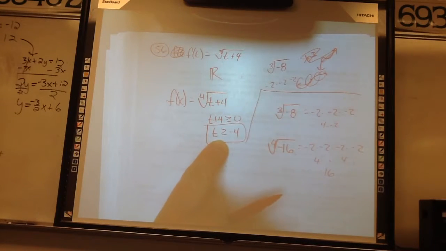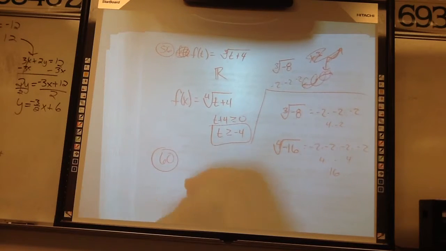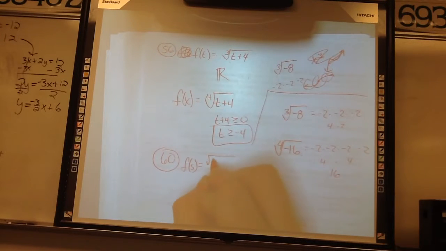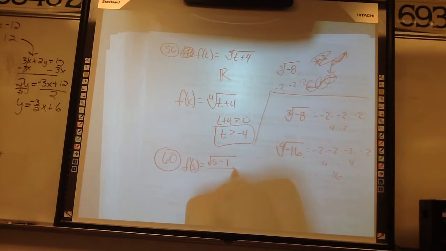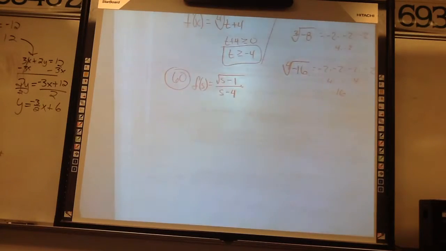Another one. What about 58? F of s equals the square root of s minus 1, over s minus 4. There are a couple of things there that are going to restrict our domain. You can't have a 0 on the bottom, so it can't be 4, and we can't have a negative on the top.